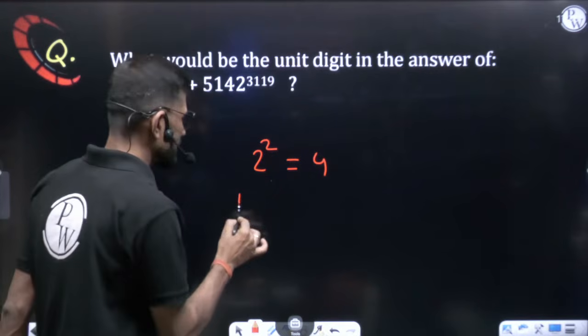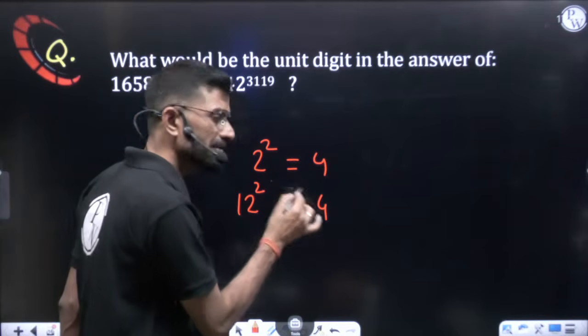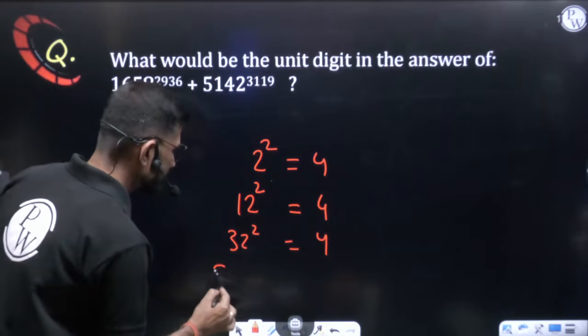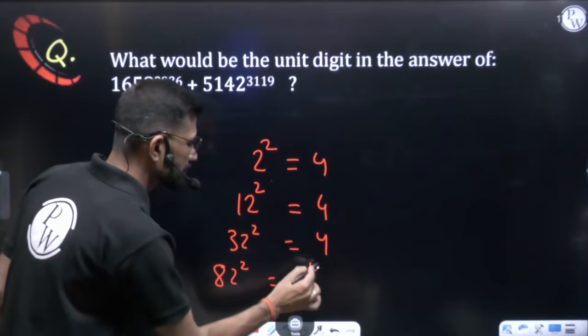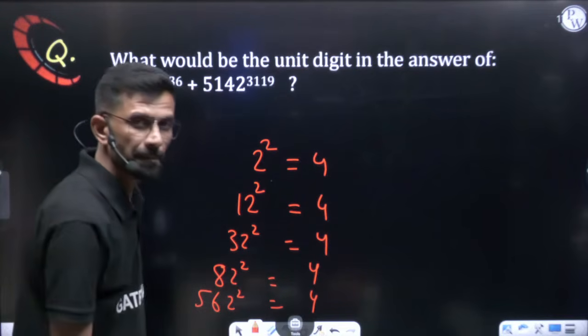If I ask you what is 12 square in the unit digit? 144 means unit digit will be 4. Even if I ask you 32 square, the unit digit will come 4. Even if I ask you 82 square, the unit digit will come 4. Even if I ask you 562 square, the unit digit will come 4.